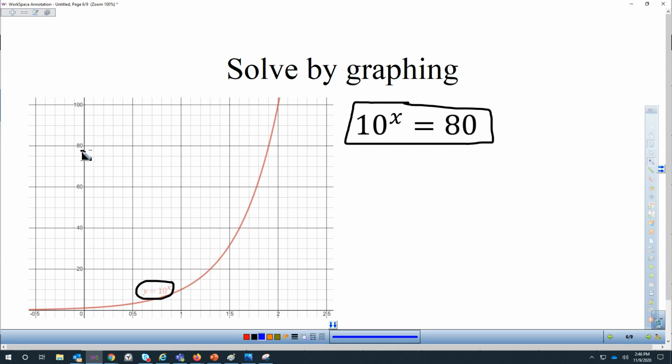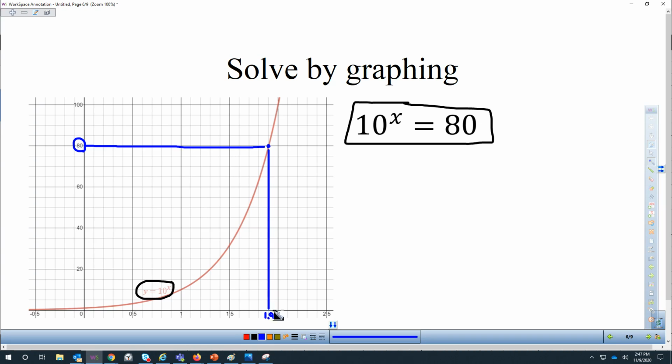Let's make this a different color so we can see it better. If I just look at my graph here, it looks like that happens right there. And what's the x value that's going to make that happen? If I look down here, this is 1, this is 1.5, that's 2. So it looks like each box is 0.1 higher. So this would be 1.5, 1.6, 1.7, 1.8, 1.9.